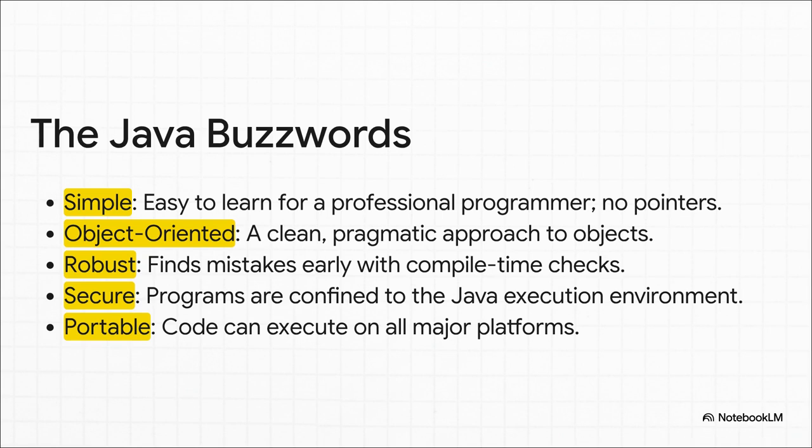Why? Because it delivered on some huge promises. People called them the Java buzzwords. It was designed to be simple, way easier to learn than what came before. It was purely object-oriented. It was robust, meaning it caught errors early. And it was secure. Your programs were kind of sandboxed. They couldn't mess with the rest of your computer. But its ultimate superpower, the thing that changed everything, was that it was portable.